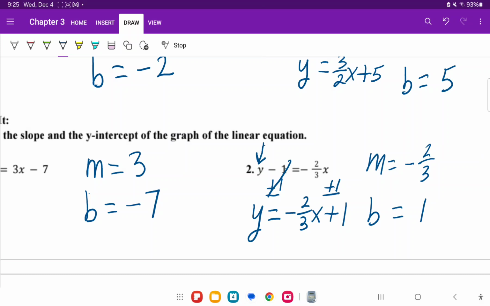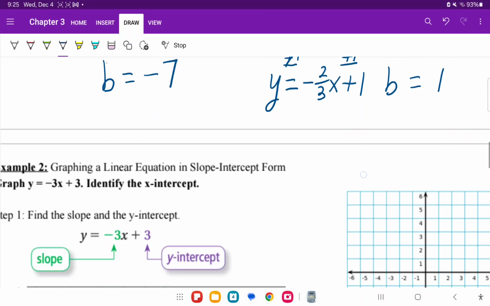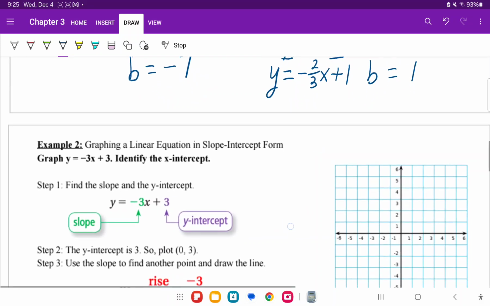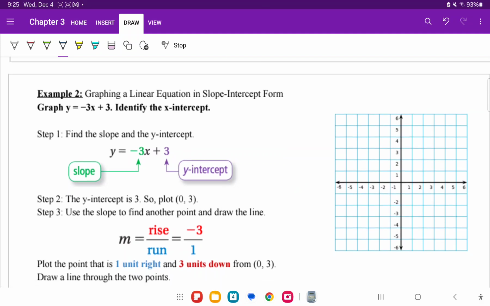Okay, now we are going to use those two pieces of information to graph. So graphing a linear equation in slope-intercept form, and here's our example we're going to use, y equals -3x plus 3. All right, and then it says to identify the x-intercept. Where does it cross the x-axis?